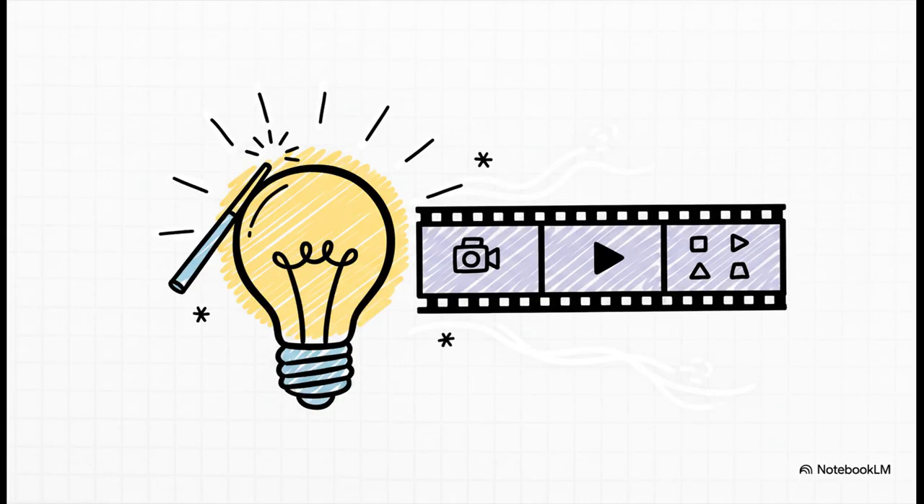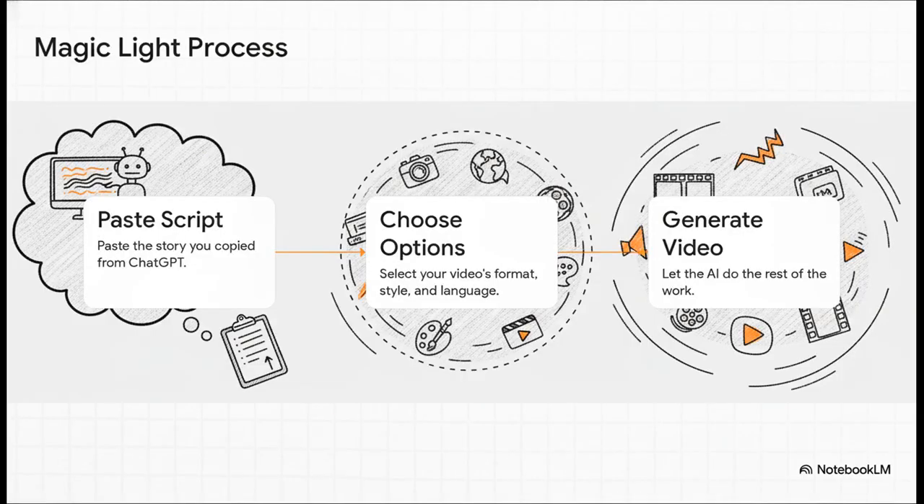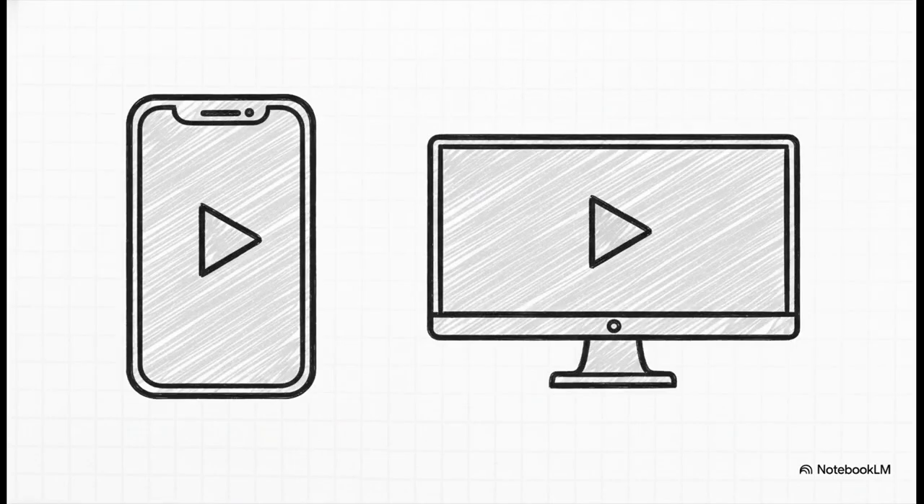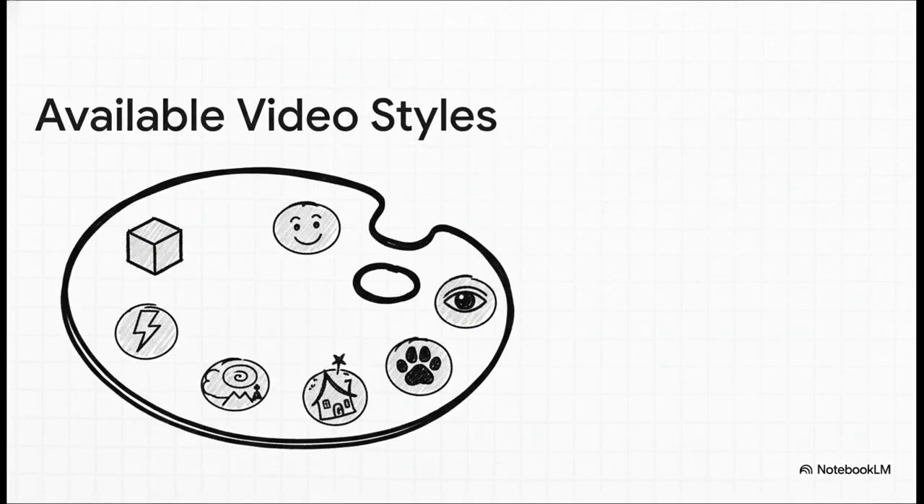Let's jump over to Magic Light AI and make our video. And this part is super simple. You just paste that story you copied right from ChatGPT. Then you pick your video format. For shorts or reels, you'll want to go with portrait mode. You also get to pick a visual style. There are a bunch, like 3D cartoon or even Disney style.